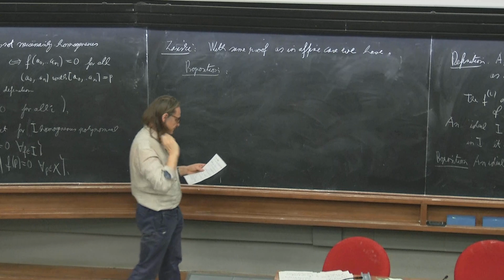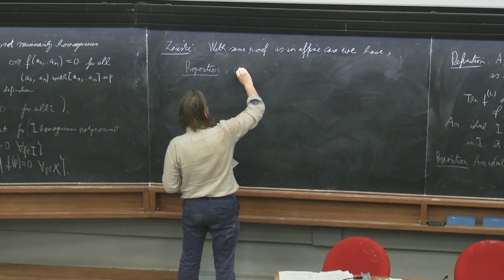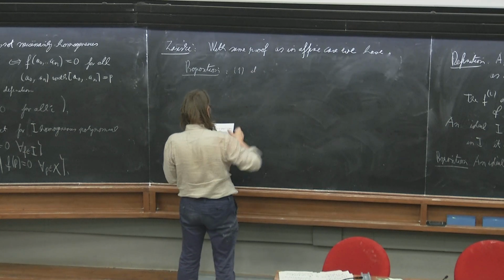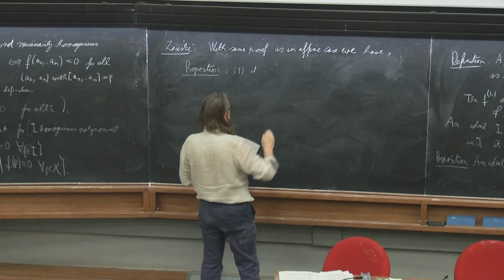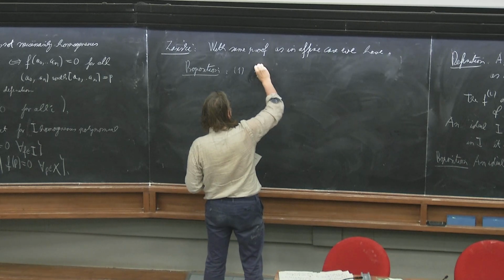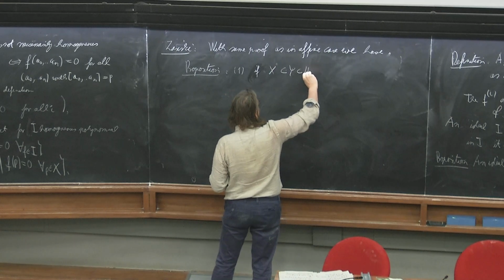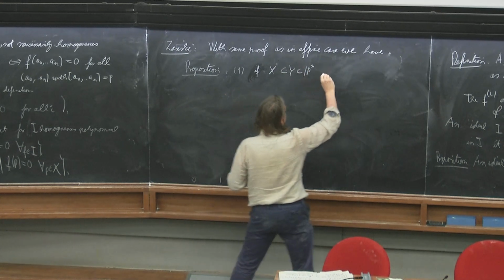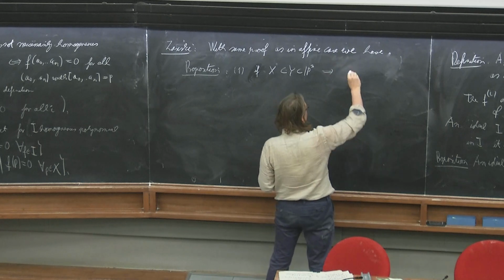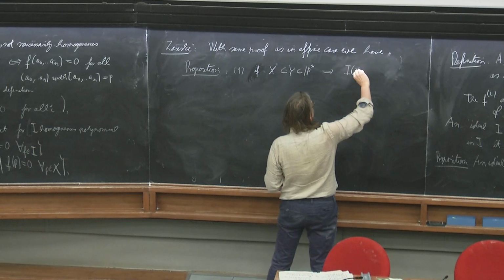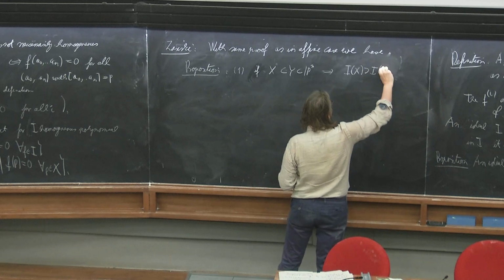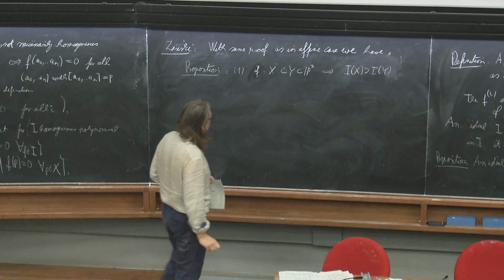They're all elementary properties. So first, if X is contained in Y in Pn, then it follows that the ideal of X contains the ideal of Y. This is obvious from the definition.